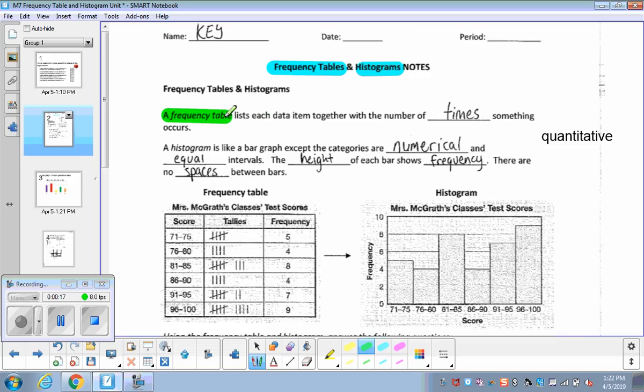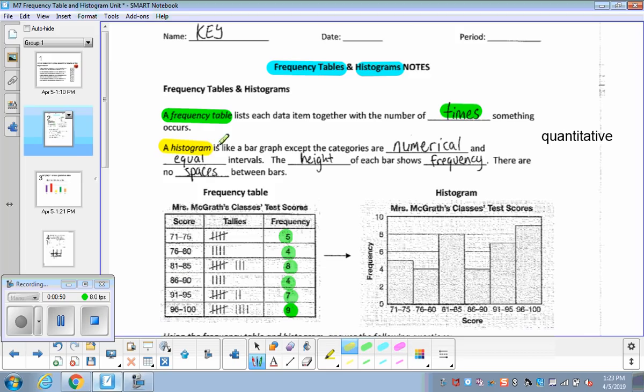We have that a frequency table is what's going to list each data item together with the number of times something occurs. So in this first frequency table, we have a teacher and the scores of the different students on a test that she gave. And it looks like here, for example, we can see that 5 of her students scored somewhere between a 71 and a 75, all right? So what the frequency table does is it shows the number of times something occurs. And right here, we can see the number of students that fell into each category.